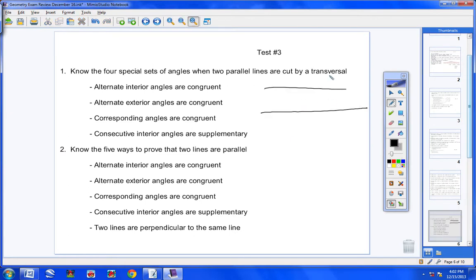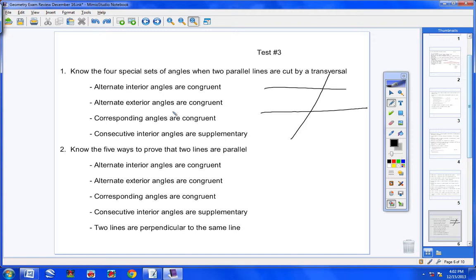Here's 2 parallel lines cut by a transversal. This angle and this angle are called alternate interior. This angle and this angle are called alternate interior. This angle and this angle are called alternate exterior. And this angle and this angle, alternate exterior. I'm not going to go through all these, etc., etc. But make sure you know all of these names of these angles and where they go.